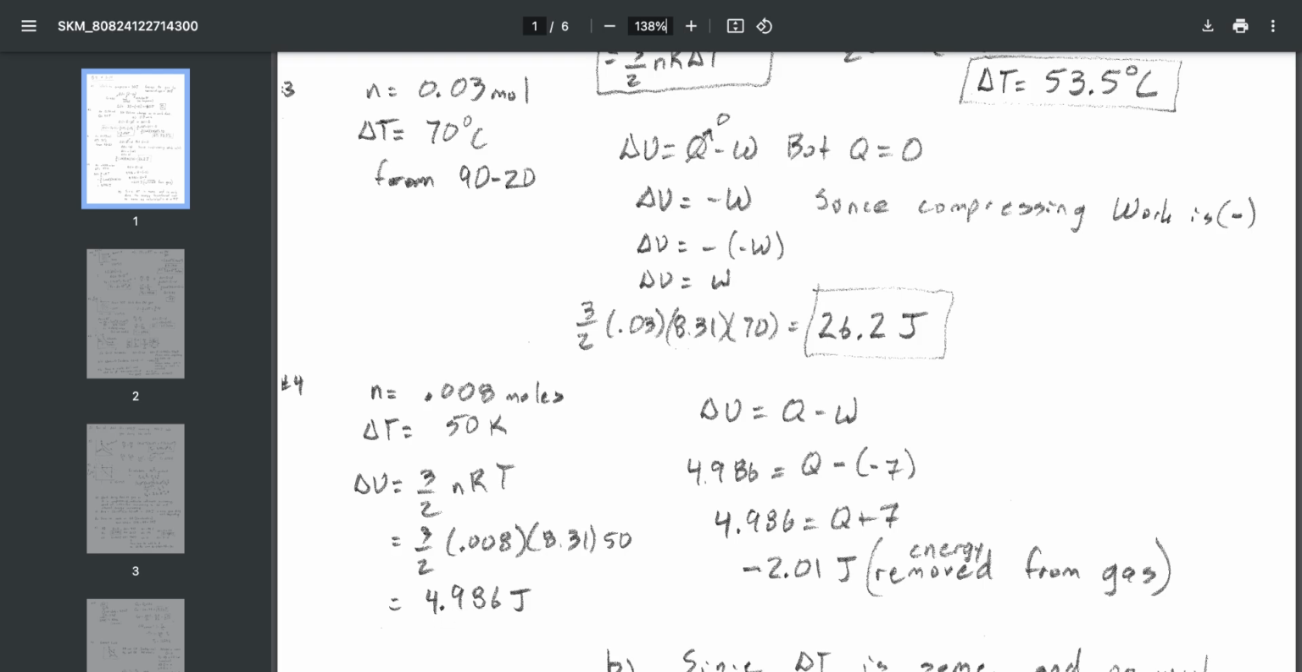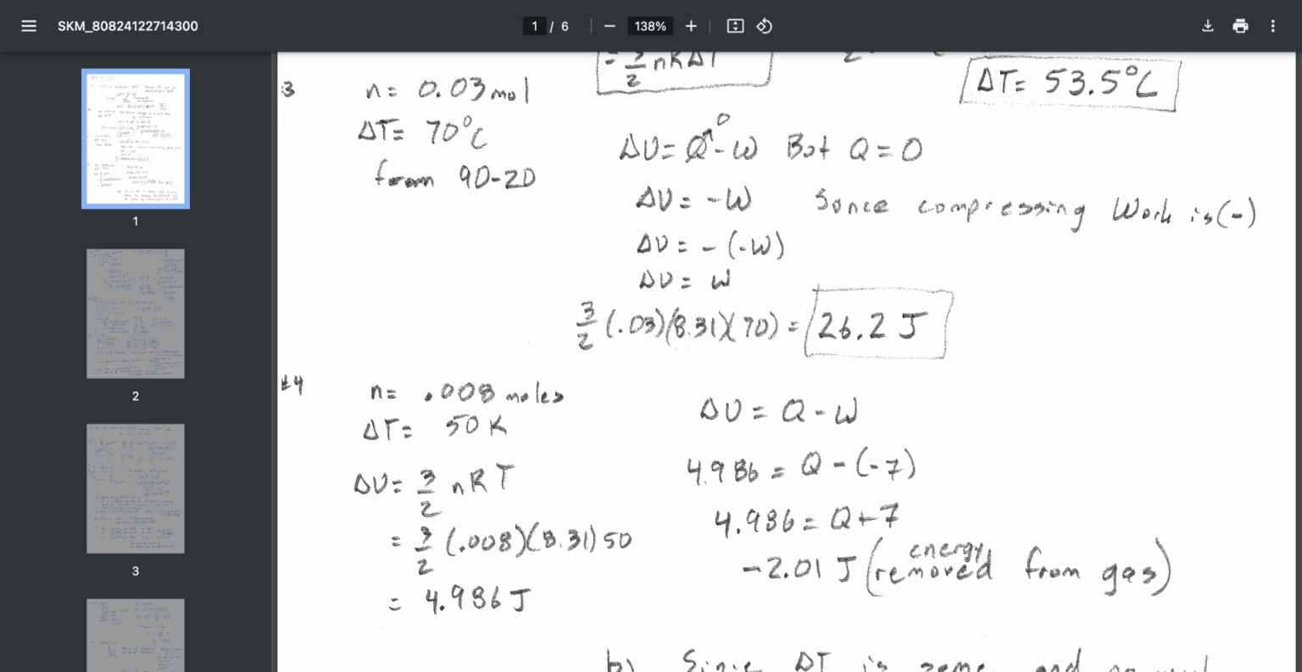And then we can do the energy transferred between the gas and the surroundings during the compression. So they are asking for how much heat got transferred out of the gas. So we know our change in internal energy is 5. For the work done on the gas, because the gas is being compressed here, we're going to put a negative sign for that work. So that ends up being positive. And in this case, it looks like we removed, so when you work this out, we removed 2 joules of energy from the gas.